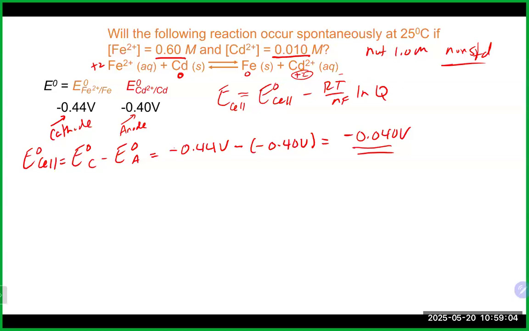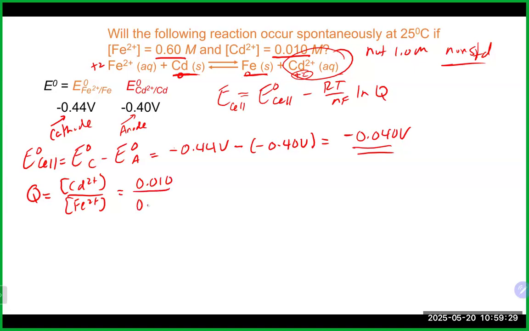We also need to figure out our Q. Our Q in this case would be our products over our reactants. And we are only taking things that are aqueous, so cadmium, in this case, divided by the iron. That is why we only have 2 concentrations, because these guys are solids and not included. So we don't have to worry about those. If we put those in there, our cadmium is 0.01 divided by 0.6 in this case. And obviously, if there were some coefficients, you would need to do some squaring or whatever it may be, but there is none in this case.